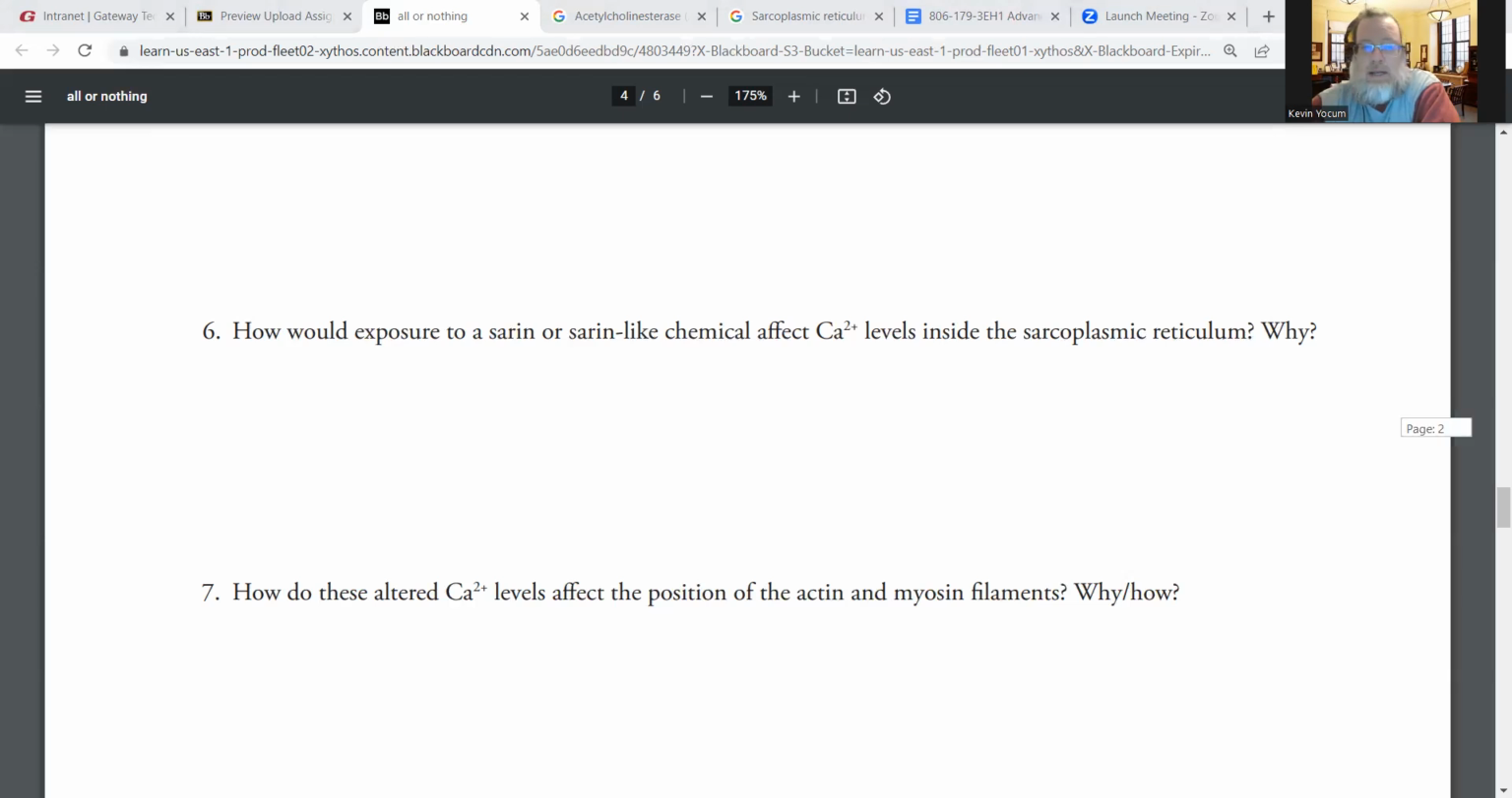When a muscle's at rest, the sarcoplasmic reticulum is full of calcium. When the muscle's not at rest, when it's being stimulated, calcium gets dumped out of that sarcoplasmic reticulum. So we'd see a dramatic decrease in calcium levels inside of the sarcoplasmic reticulum.